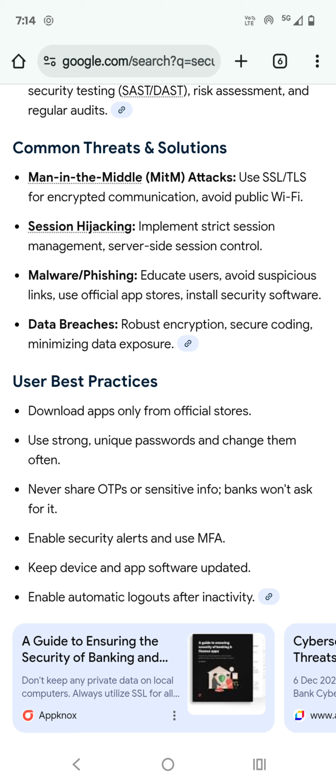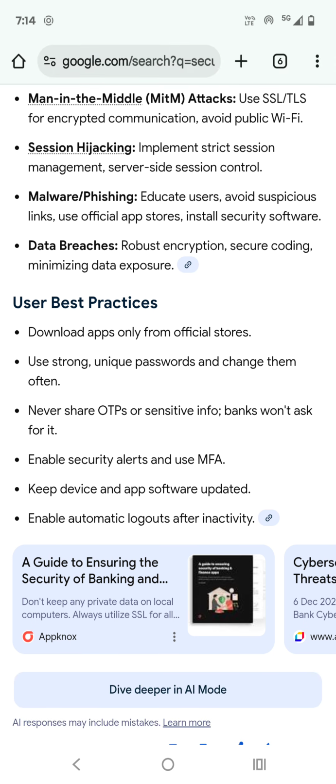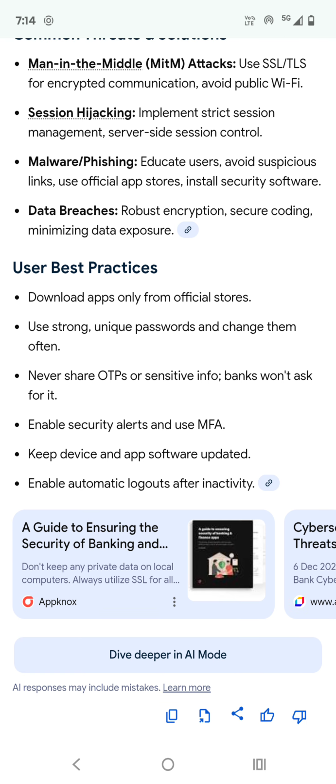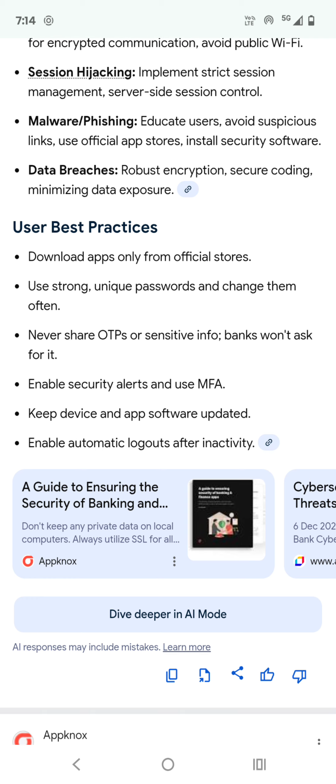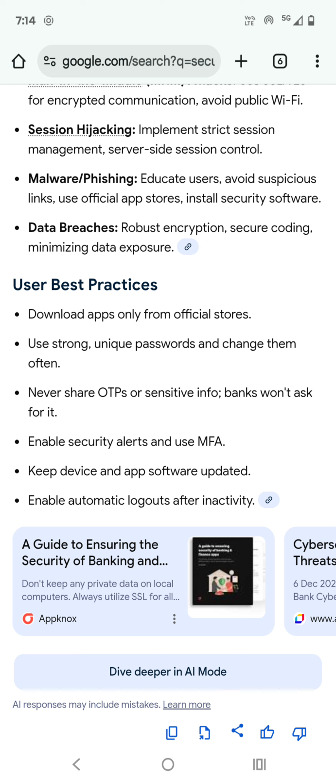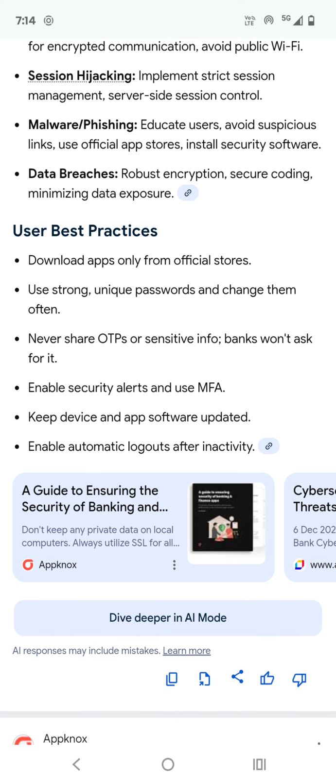It's not only the banking sector that builds applications and gives them to customers for usage. Clients also have to have the basic, minimum required knowledge of how to use these applications, and they have to protect their endpoint, the device that they are using. Enable security alerts, multi-factor authentication to make sure layered security is enabled, since you are dealing with your money and sensitive information. Keep device and app software updated always. Enable automatic logouts on inactivity.